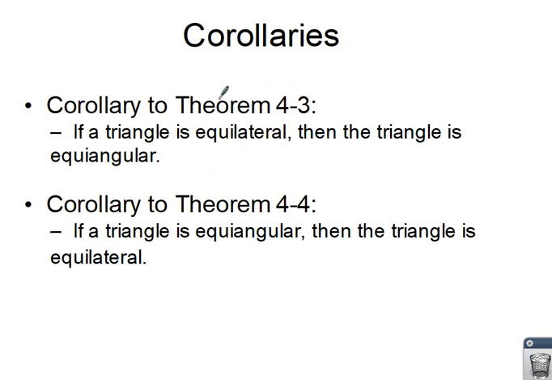Okay? Theorem 4.3, this is the isosceles triangle theorem. So this would be a specific case of this isosceles triangle theorem. It says if a triangle is equilateral, then the triangle is equiangular. And then the second one would be a corollary to the converse of the isosceles triangle theorem. This one says if a triangle is equiangular, then the triangle is equilateral. Okay, these are useful only when equilateral triangles are involved, but they're there.